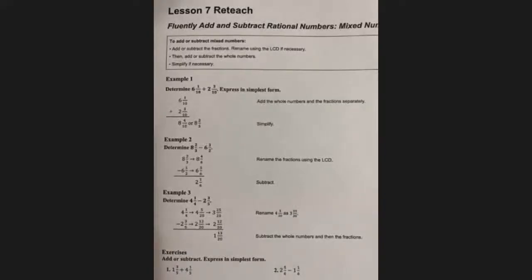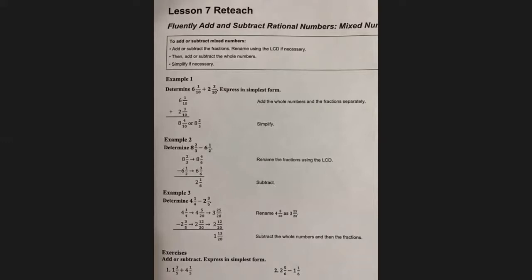Lesson 7 in chapter 1 is going to be about fluently adding and subtracting rational numbers. I haven't really talked about fluently. At this point in the game, you should be doing this pretty second nature. This is supposed to get easier and easier with time because you've experienced it over the past couple of years. And you're dealing with mixed numbers.